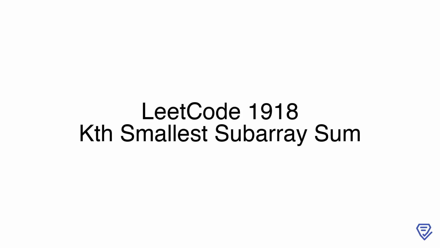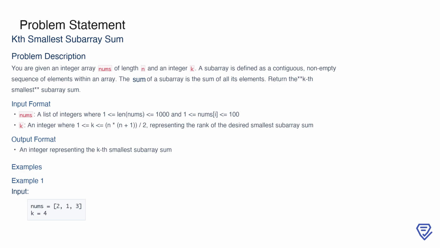it. In this problem, you're tasked with finding the Kth smallest subarray sum from a given integer array nums. A subarray is simply a contiguous sequence of elements within the array, and its sum is the total of all elements in that subarray. For example, if the array is 2, 1, 3, sum of its subarrays would be 2, 2, 1, or 1, 3. The goal is to calculate all possible subarray sums, sort them in ascending order, and return the Kth smallest one.